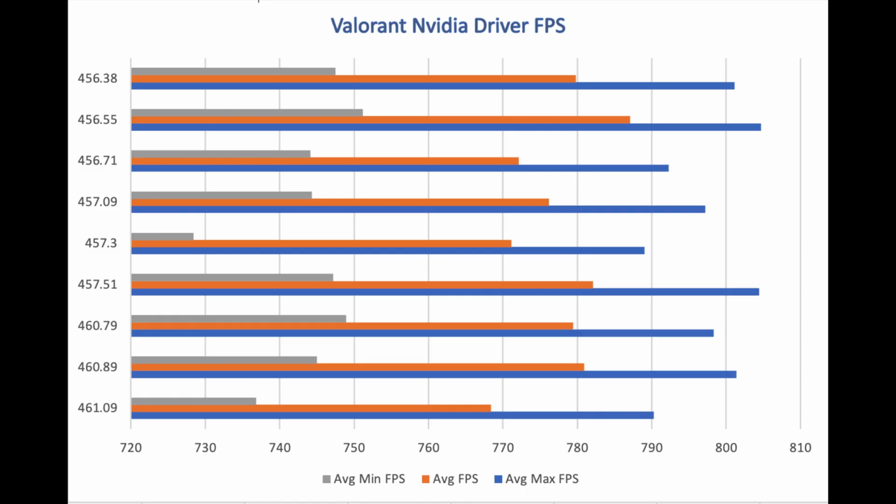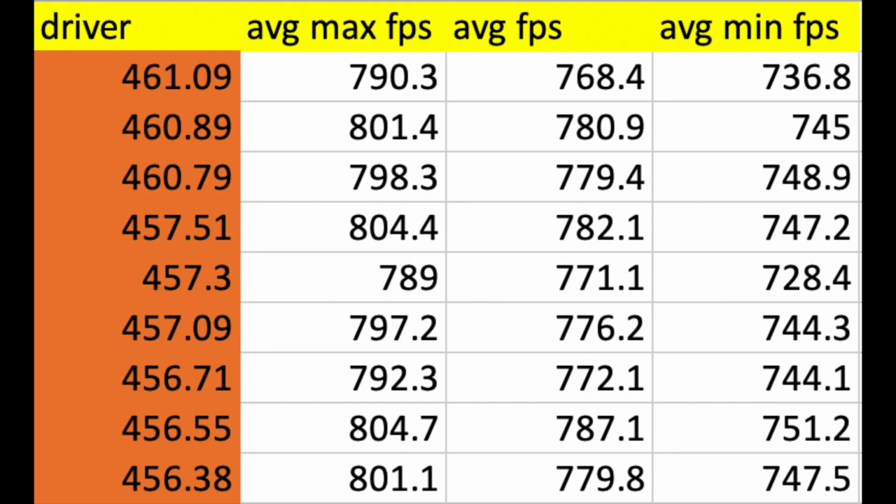As you can see from the graph on the screen, 456.55 was clearly the best driver for Valorant, not only in the lowest FPS, but for average and maximum FPS. This FPS was taken in the Valorant shooting range over the course of 120 seconds for 10 runs and recorded in CapFrameX. My PC has an Intel i7-9700K, 2070 Super, with the motherboard Asus Prime Z390-A, with RAM of 16GB running at 3200MHz.